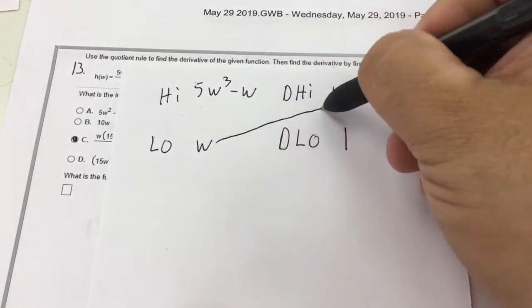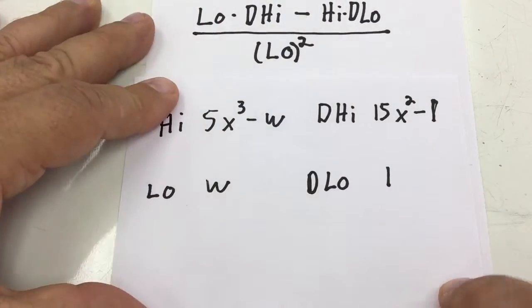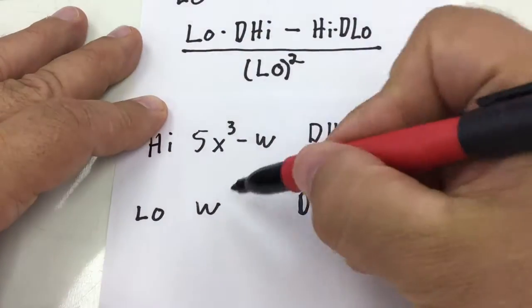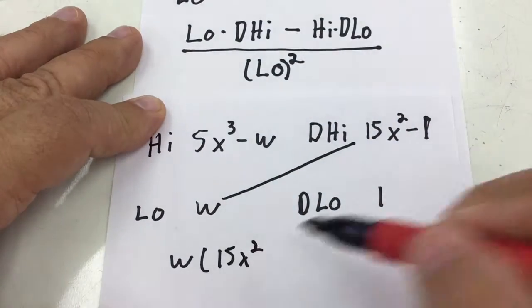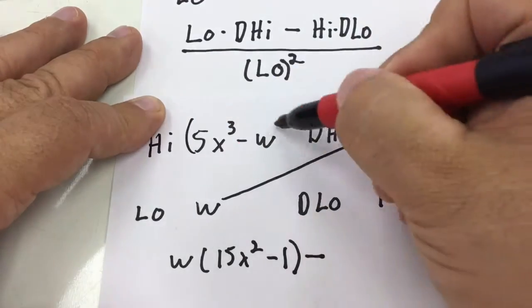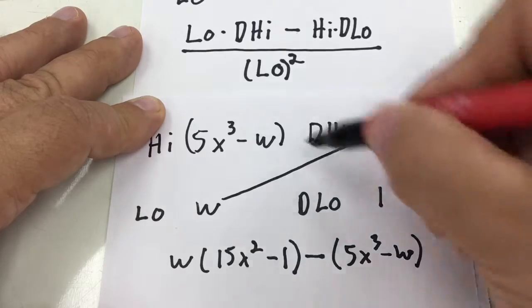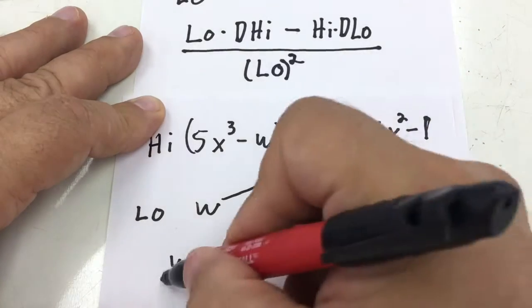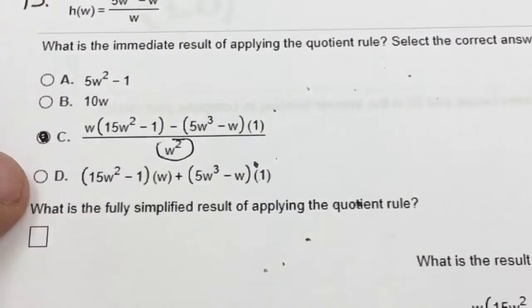So I'm going to use the quotient rule. The low value, low times the derivative of the high value. So low d high, that's going to give me w times 15x squared minus 1, minus high d low. That's going to give me 5x cubed minus w times 1. I draw a line and I square the low, over w squared. Now that matches up with choice C.